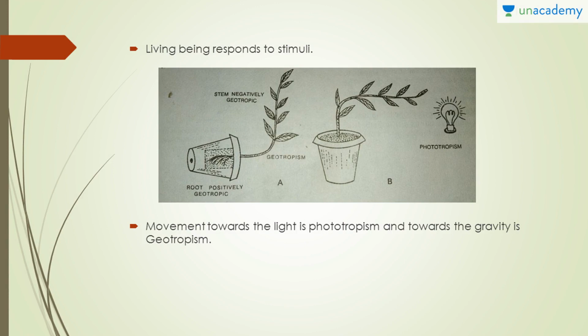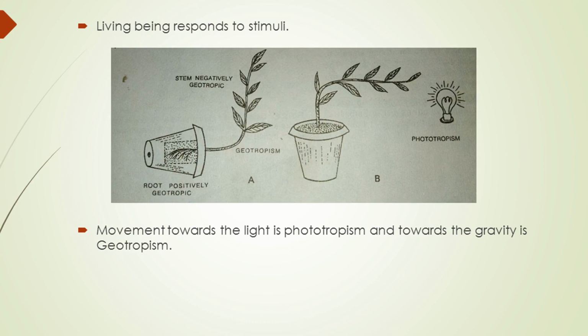Now living beings respond to stimuli. So here, as we can see, the root is moving in accordance with gravity. You can see the root of this plant. So this is known as geotropism. It means movement of root under gravity is known as geotropism. So this plant is geotropic.